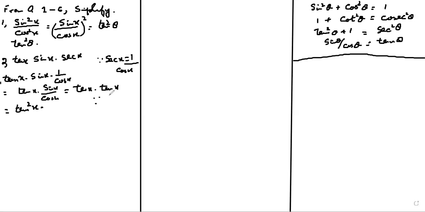I'm just writing this: sine x over cosine x equals tangent x. This is the number 2 question. Now come to question number 3.